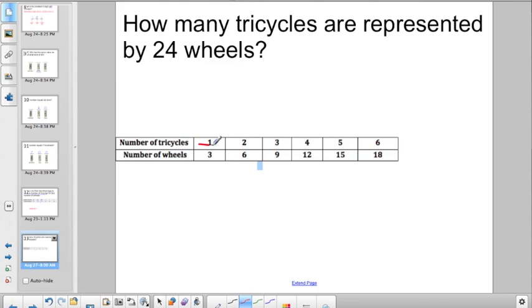Let's take a look at this top row for a second. 1, 2, 3, 4, 5, 6. I'm just counting by ones, right? That's easy, so I know this next one would be 7. I know this next one would be 8. And I know this next one should be 9, right? Let's take a look at the bottom. 3, 6, 9, 12, 15, 18.